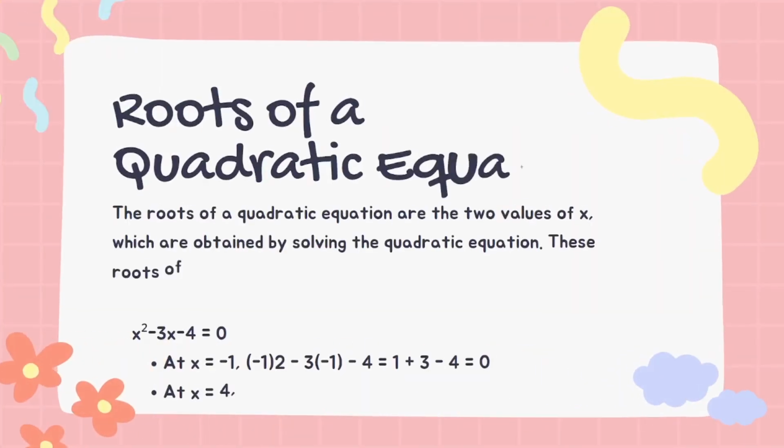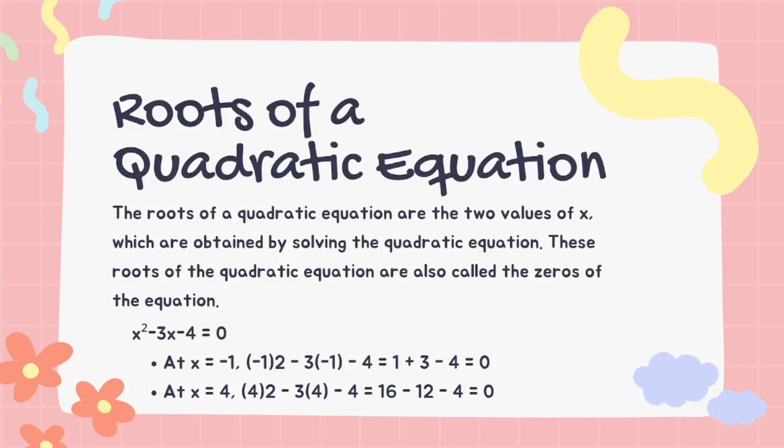Roots of a quadratic equation. The roots of a quadratic equation are the two values of x which are obtained by solving the quadratic equation. These roots are also called the zeros of the equation. For example, the roots of the equation x squared minus 3x minus 4 equals 0 are x equals minus 1 and x equals 4 because each of them satisfies the equation.